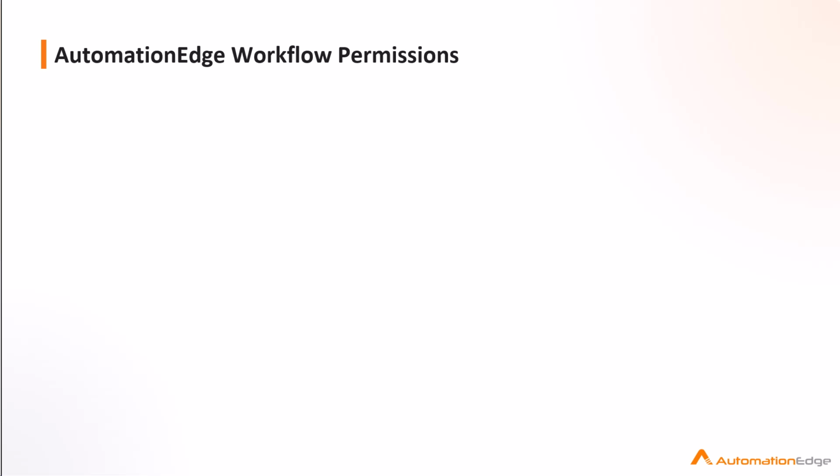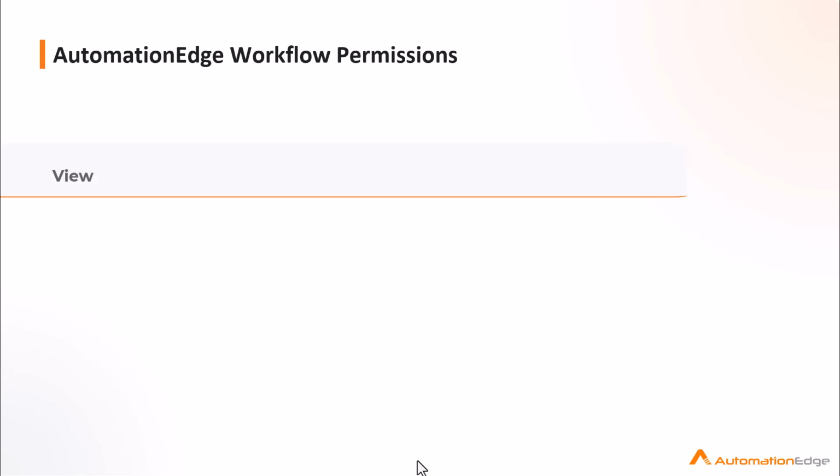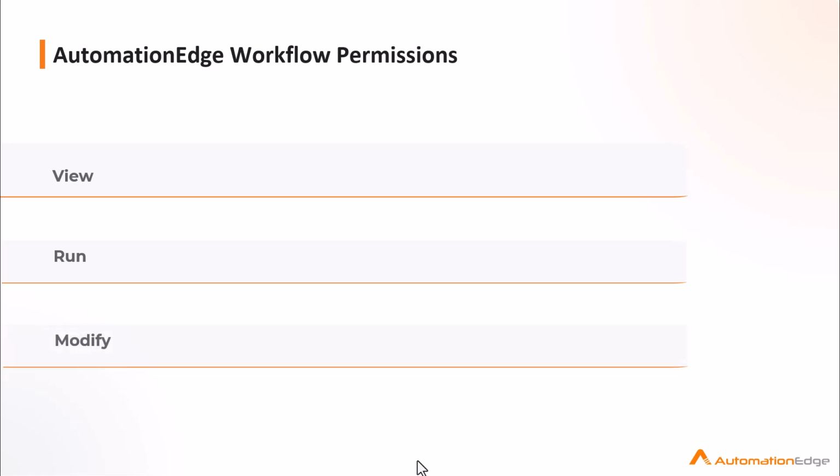There are 3 levels of permission you can assign to any workflow or category. 1. View: can view workflow details only, cannot run or edit. 2. Run: can view and run the workflow. 3. Modify: full access to view, run, and edit the workflow.